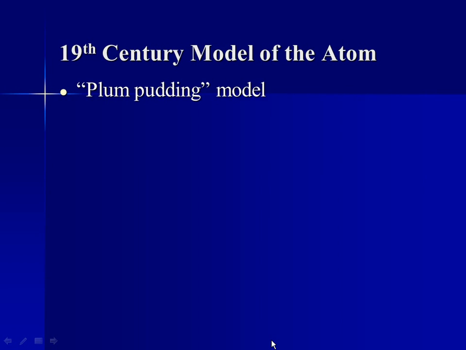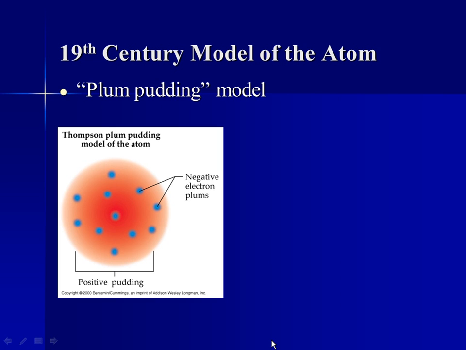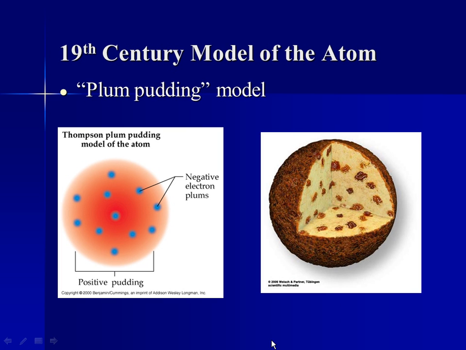The model of the atom in the late 19th century was very simple. Atoms were hard, solid spheres with protons and electrons interspersed throughout. This was known as the plum pudding model, and it's shown here. To show why it was called the plum pudding model, here is an actual picture of a plum pudding.